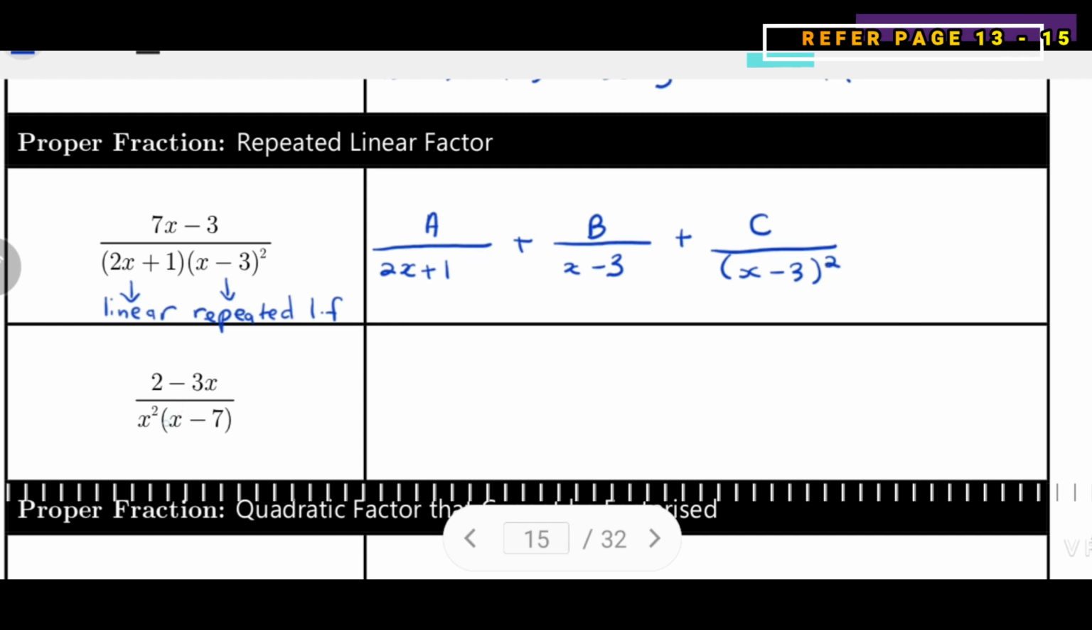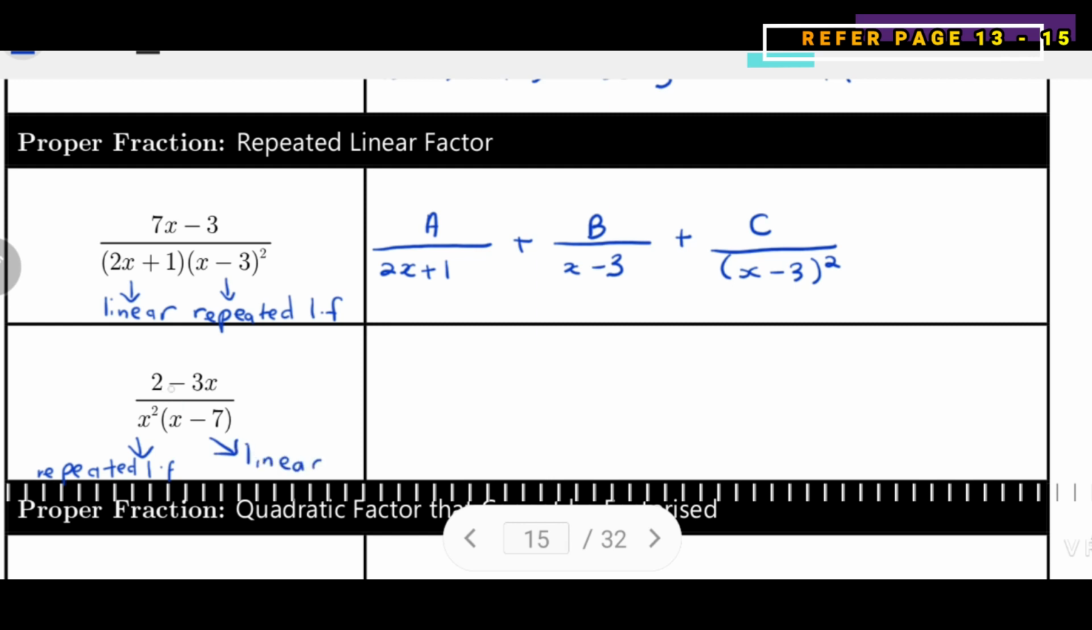Okay, if you look at the second example, we have x squared times x minus 7. So x squared is not a quadratic. It is considered to be a repeated linear factor. We repeat x twice. So this is a repeated linear factor, while x minus 7 is a linear factor.